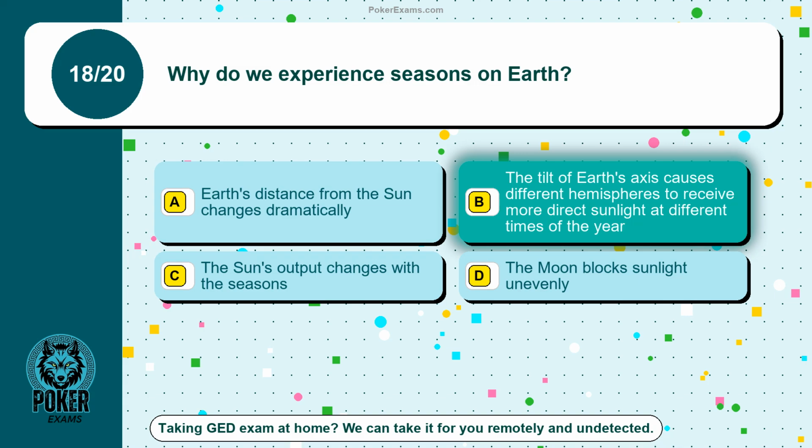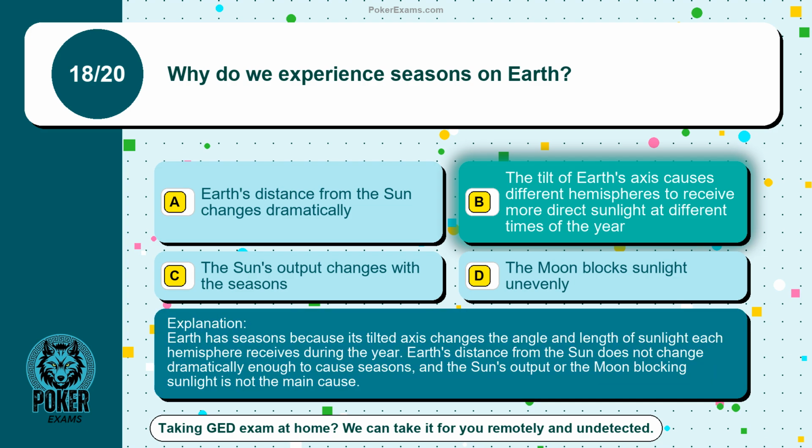The correct answer is option B. The tilt of Earth's axis causes different hemispheres to receive more direct sunlight at different times of the year. Earth has seasons because its tilted axis changes the angle and length of sunlight each hemisphere receives during the year. Earth's distance from the Sun does not change dramatically enough to cause seasons, and the Sun's output or the Moon blocking sunlight is not the main cause.